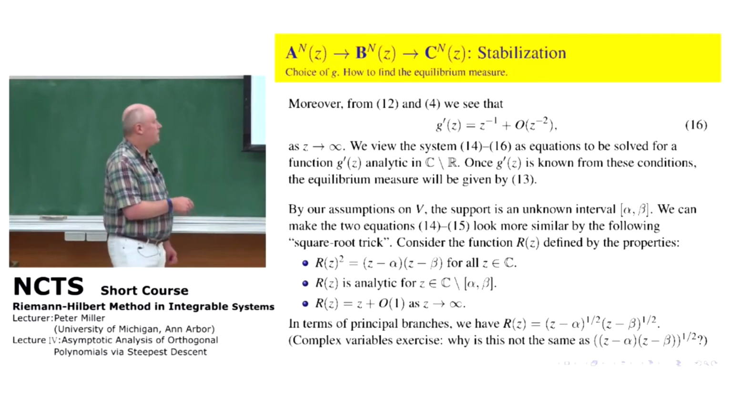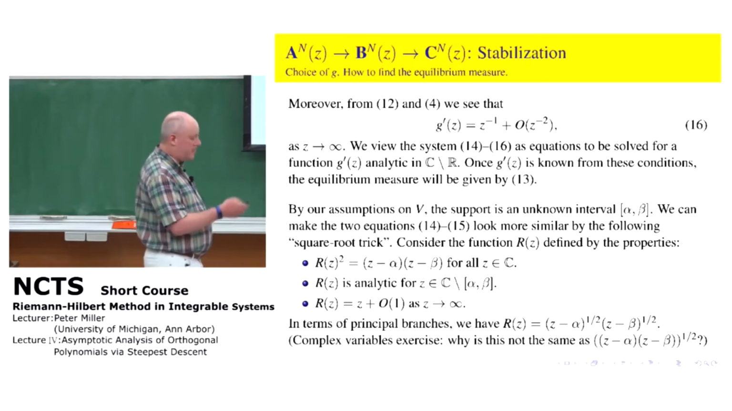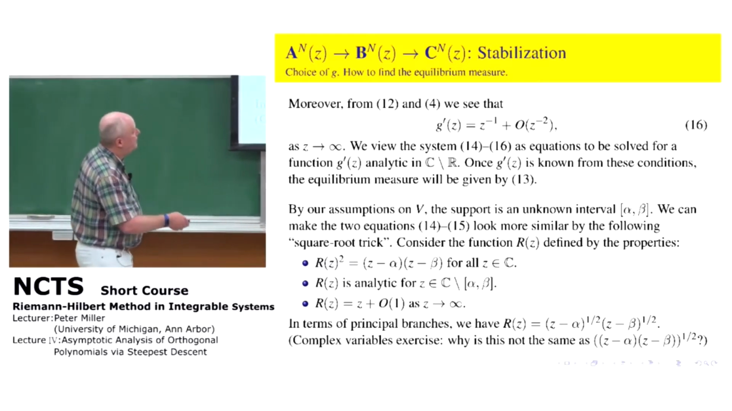So actually, in terms of the principal branches of power functions, we can write R of z in this form, the product z minus alpha to the half, z minus beta to the half. But we should be a little bit careful. This is not cavalier, because it's not the same thing to express R in this way. This is not a valid formula for R of z. Here we are multiplying first and then taking the square root. Here we are taking the square roots first and then multiplying. They're not the same, and it's a little exercise in complex variables to think about why that's the case. But anyway, this is our formula here, okay? So that's the square root trick.